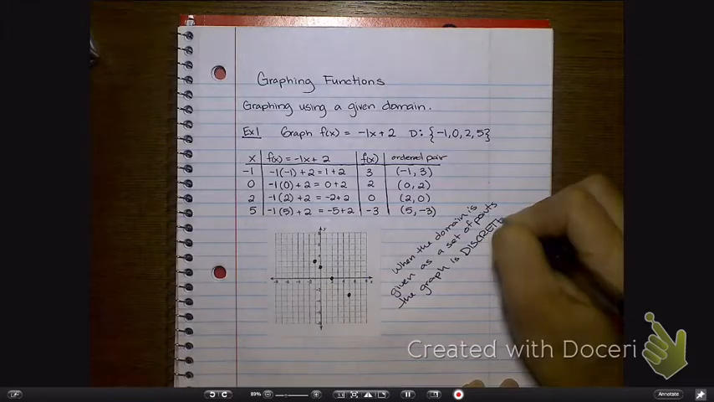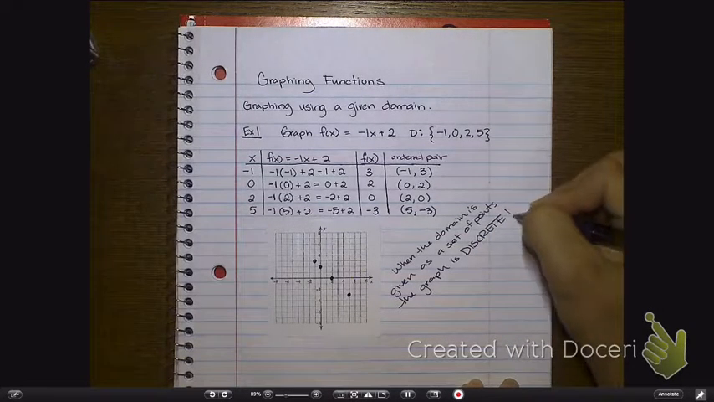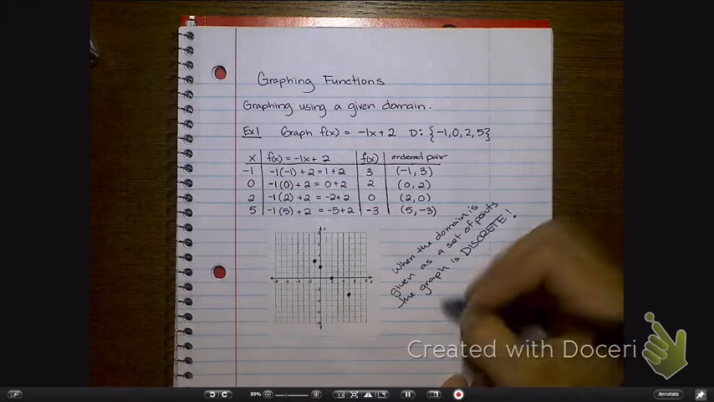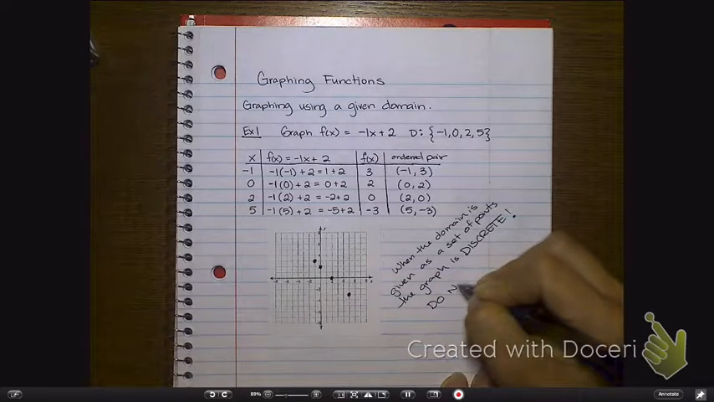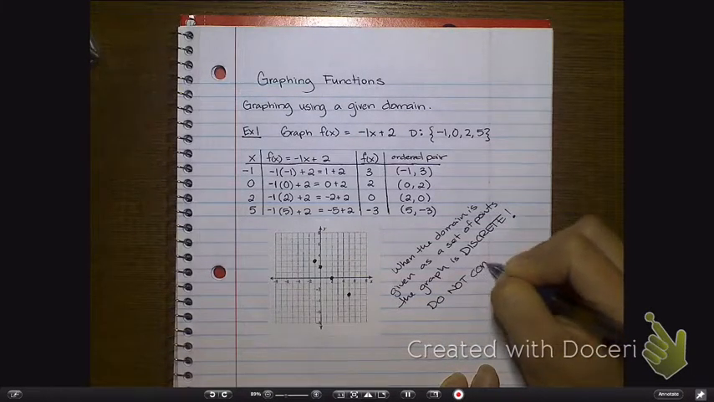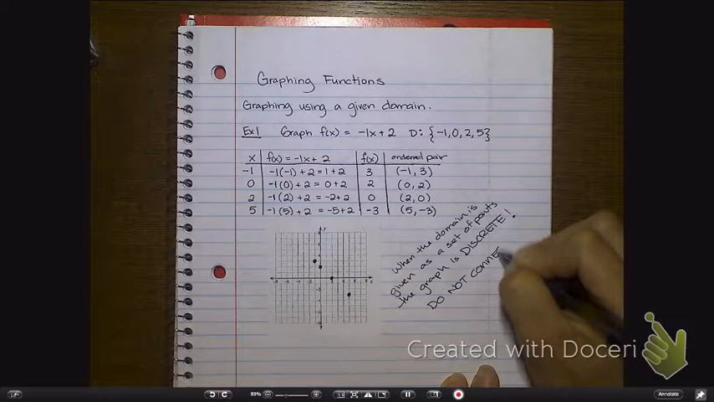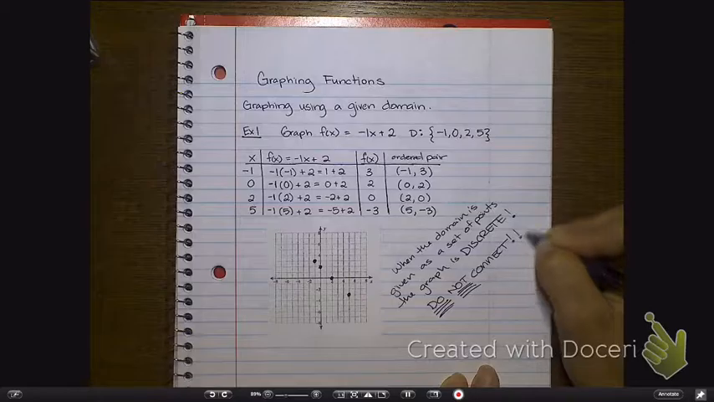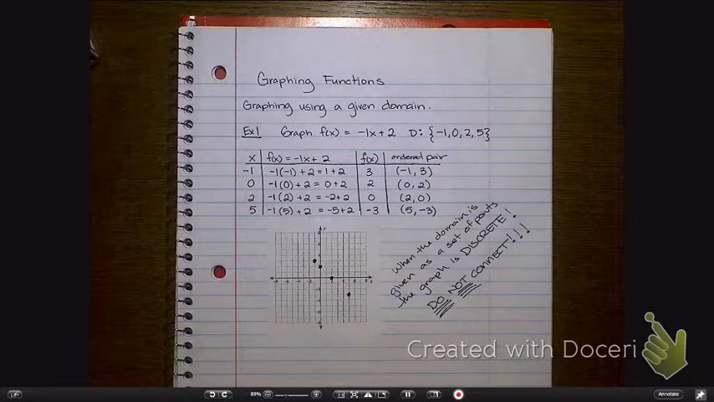Okay, what does it mean when the graph is discrete? Is it dotted or is it connected? Dotted. So, do I get to connect those dots? No. Okay? Do not connect the dots. When they've given you a specific domain that is just a few points, it means it's discrete. We're not connecting. Okay? Not connecting.